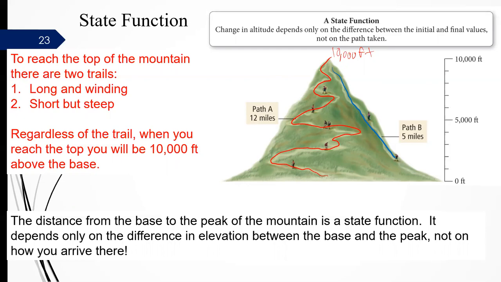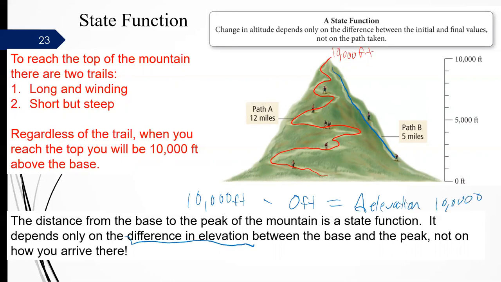And so when we're looking at this, a state function means that it doesn't matter whether you took path A or path B, your value is going to be the same. And so an example of a state function would be the difference in elevation that you went through. Whether you took path A or path B, you always started at 0 feet and you always ended up at 10,000 feet. So your change in elevation was always 10,000, no matter which path you took. So that's an example of a state function.